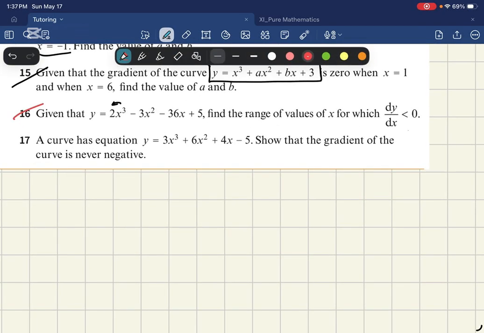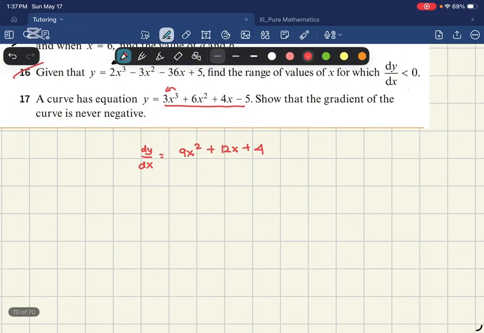We are given this equation. Show that the gradient of the curve is never negative. All right. dy by dx is 9x squared, right? If I bring 3 to the front. If I bring 2 to the front, it's 12x plus 4. All right. So now, let me factor out 9 here. I get x squared plus 12 by 9, which is 4 by 3, I believe. Yeah. Plus 4 over 9.